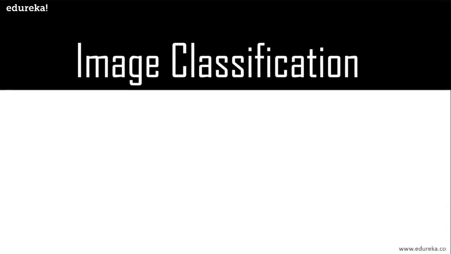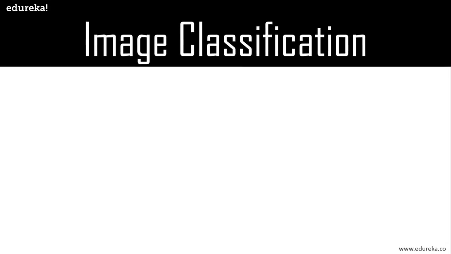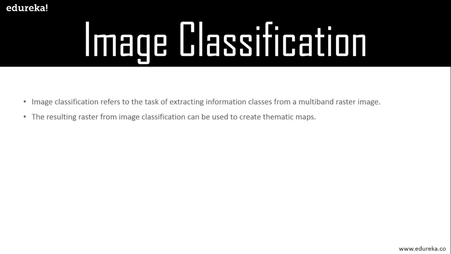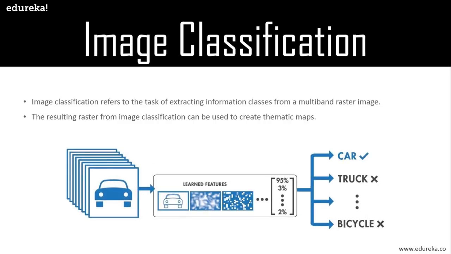Now, the intent of image classification, or classification in general, is to categorize all the pixels in a digital image into one or several land cover classes or themes basically. Now, this categorized data may be used to produce thematic maps of the land cover present in an image. And it also refers to the task of extracting information classes from a multiband raster image. Now, the resulting raster from image classification can be used to create thematic maps. And depending on the interaction between the analyst and the computer during classification, there are two types of classification basically, which are the supervised and the unsupervised.